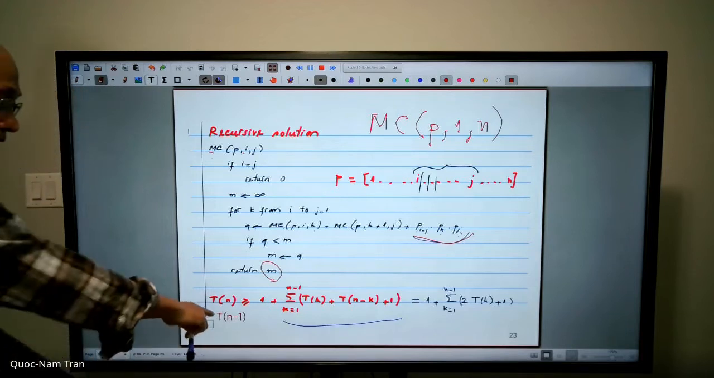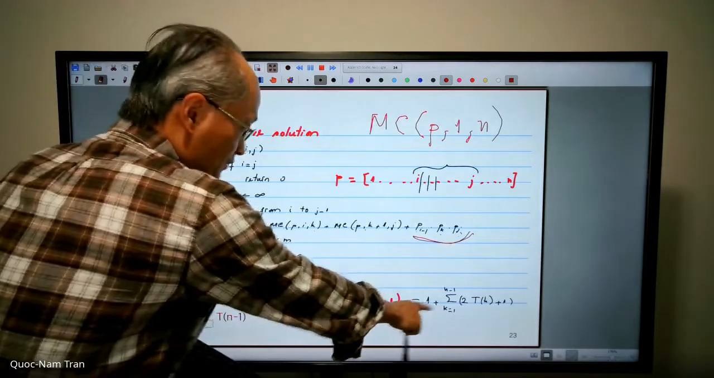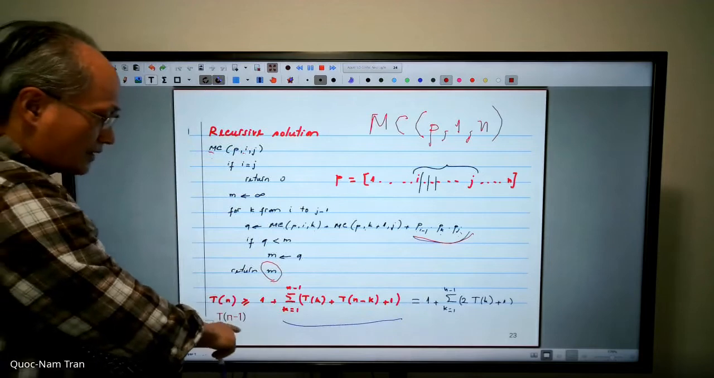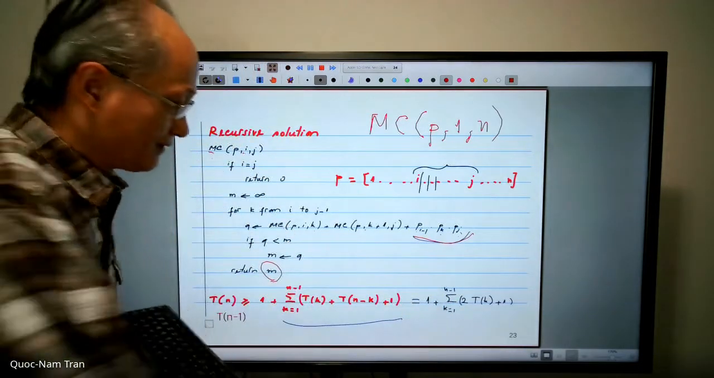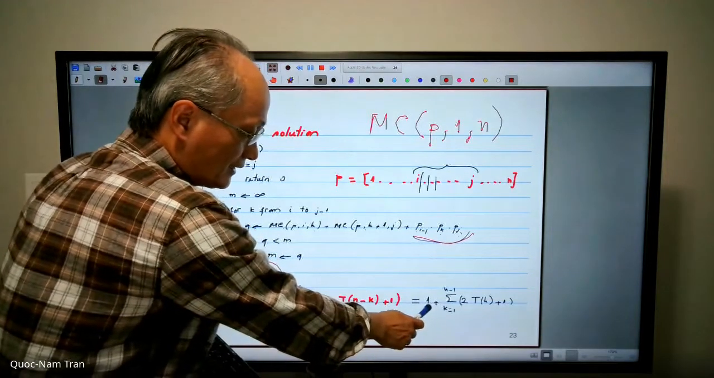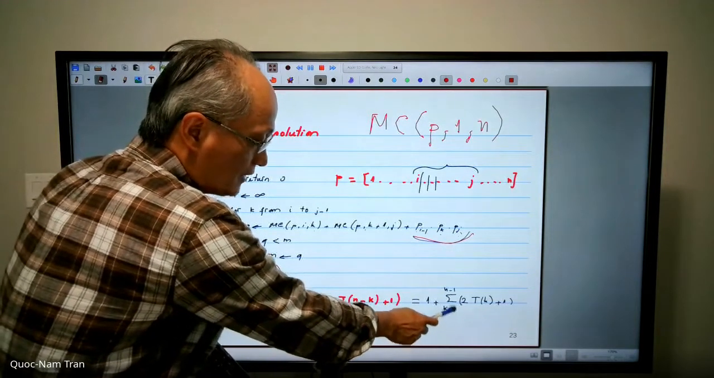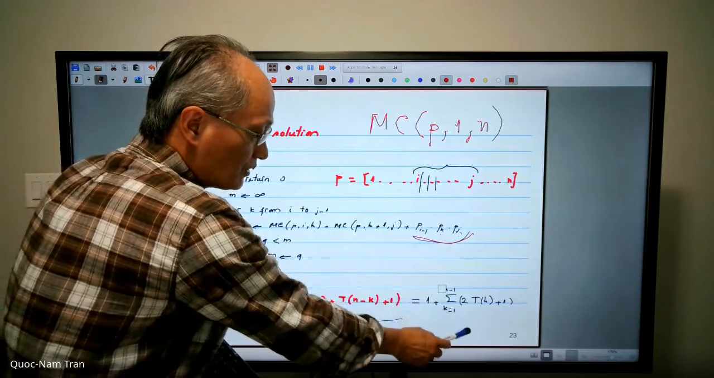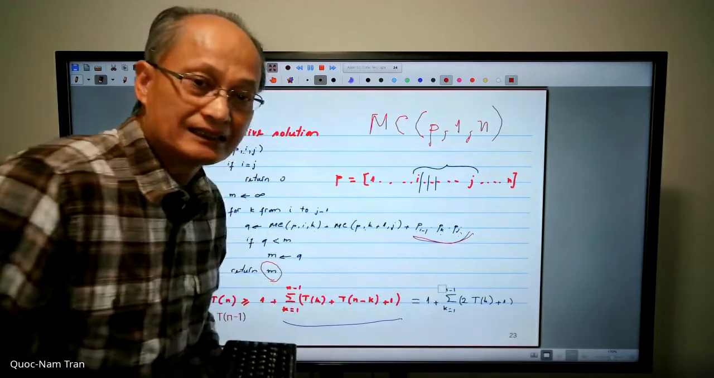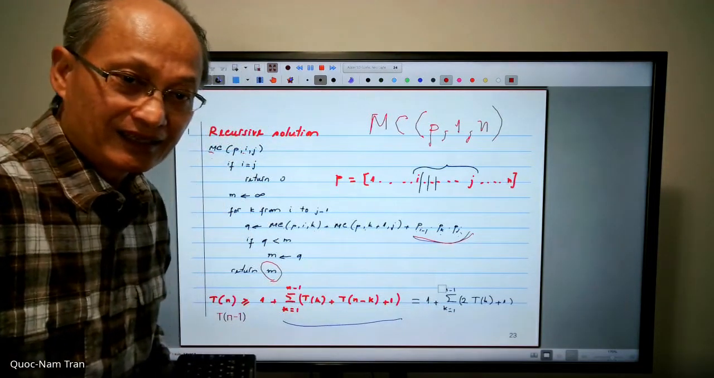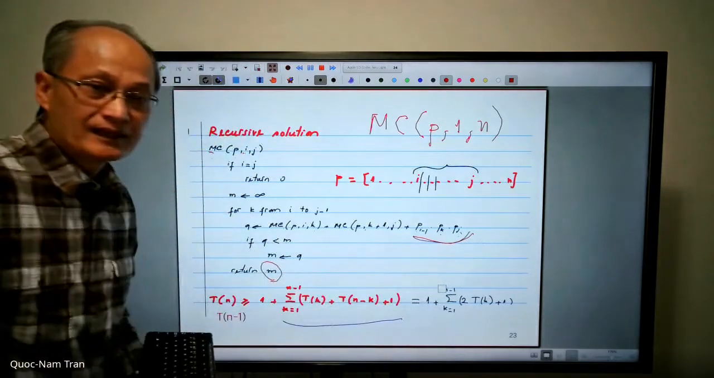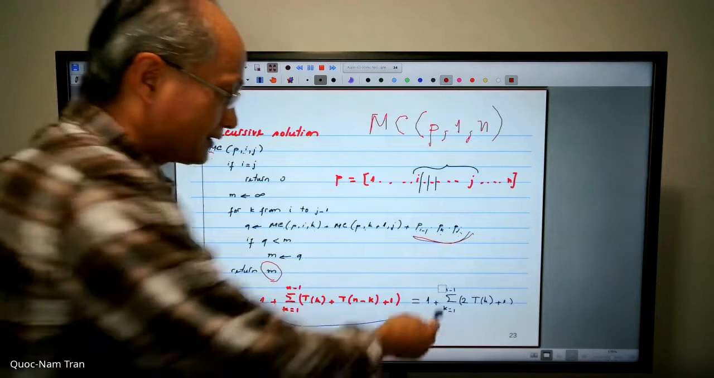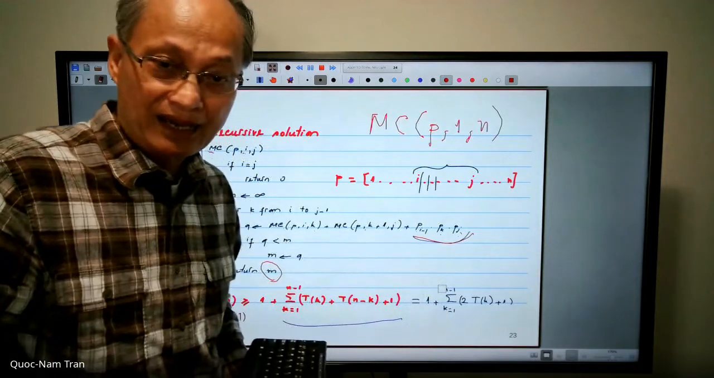What is Tn minus 1? Just replace n by n minus 1 on the right hand side, right? On the right hand side, you have the sum from 1 to n minus 2 of 2 Tk, right? And then you subtract the left and subtract the right, then we will be able to get rid of the sum for the right hand side.